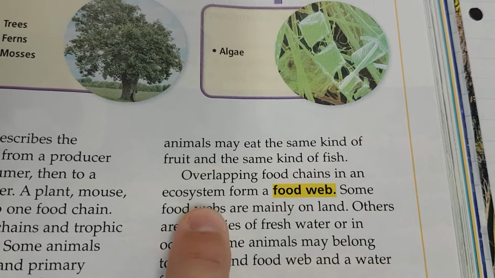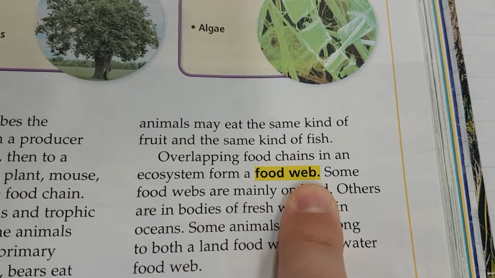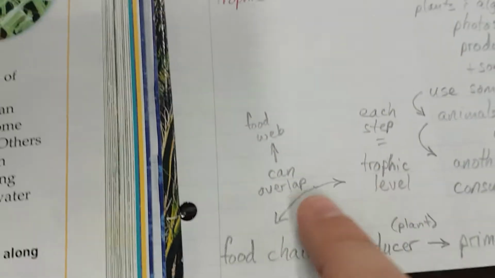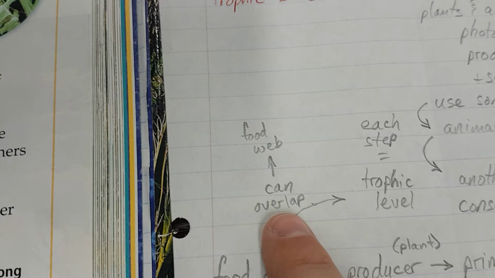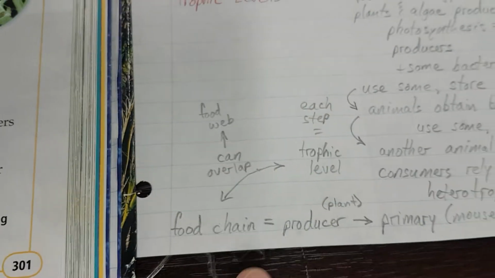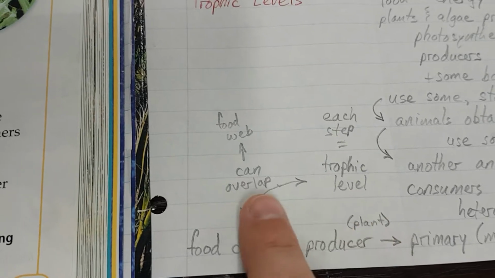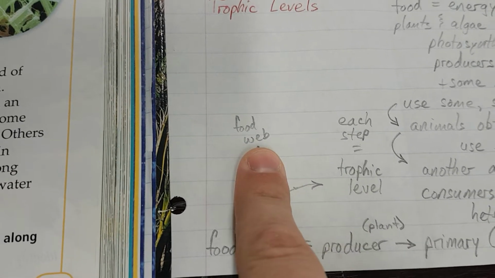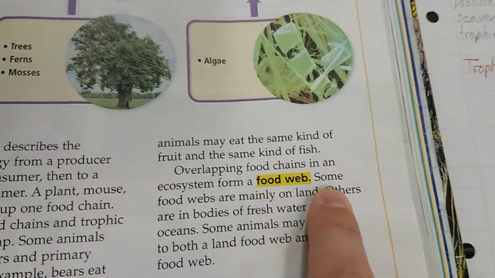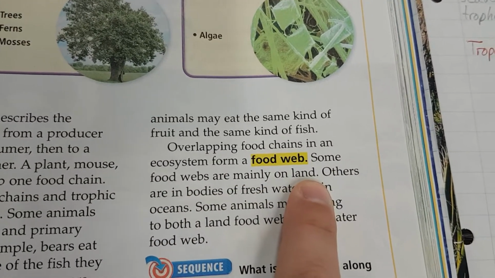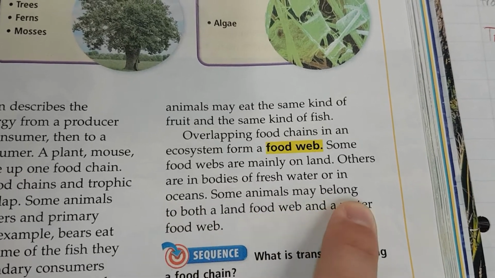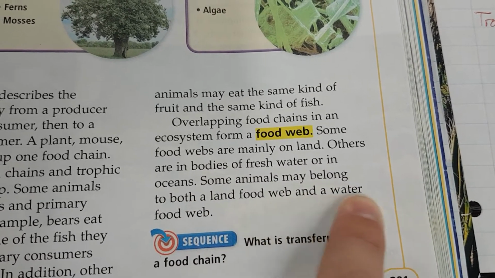Overlapping food chains in an ecosystem form a food web. Arrows between trophic levels and food chains can overlap. They are called a food web. So, when food chains and trophic levels overlap each other, they become a food web, not just a food chain. Some food webs are mainly on land, others are in bodies of fresh water or in oceans. Some animals may belong to both a land food web and a water food web.